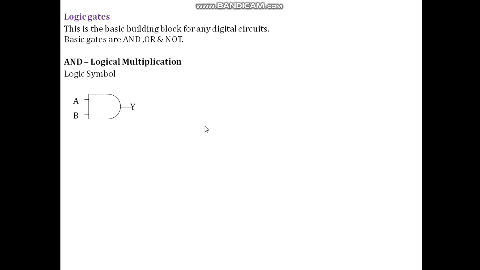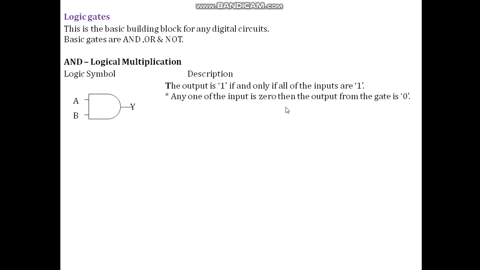And one more important condition: if any one of the input is 0, you get 0 in the output. So both the inputs are 1 means you get 1, and if any one of the input is 0, the output is 0. That is the operation of AND gate, and it is logical multiplication. So the output is 1 if and only if all the inputs are 1. If any one of the input is 0, then the output from the gate is 0.